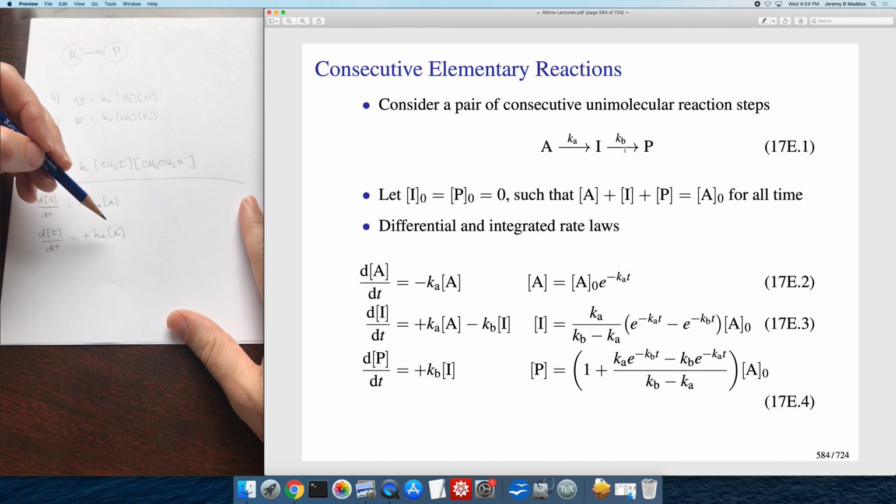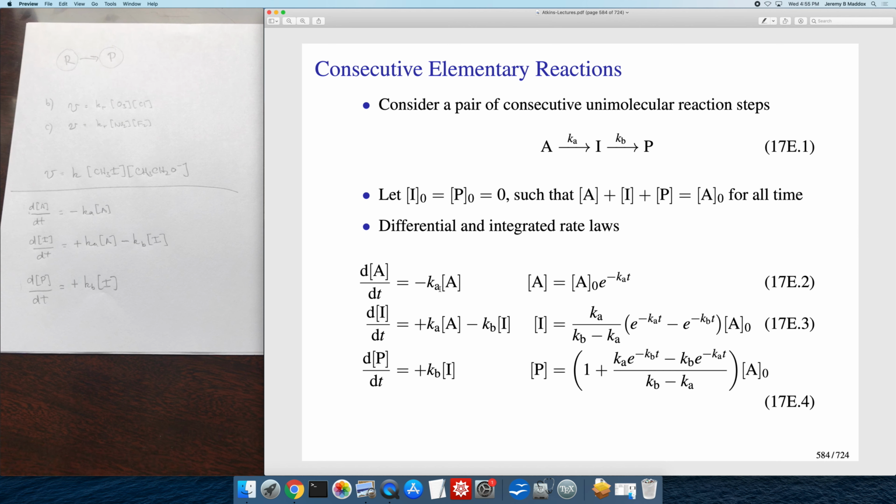And you see that while the equation for A is rather simple, it's just exponential decay, first order, as you might expect just by looking at the differential equation, the solutions for how I changes as a function of time and how the product concentration changes as a function of time are complicated. But like I said, in the end, they're not that complicated.